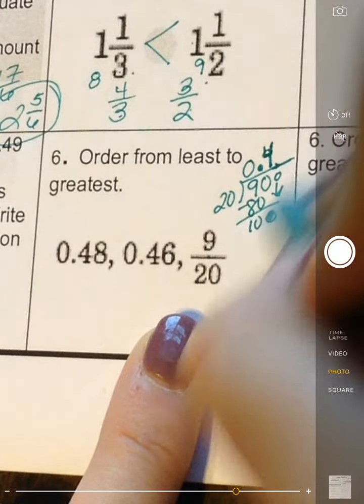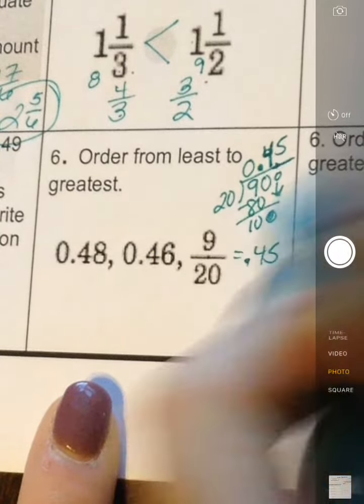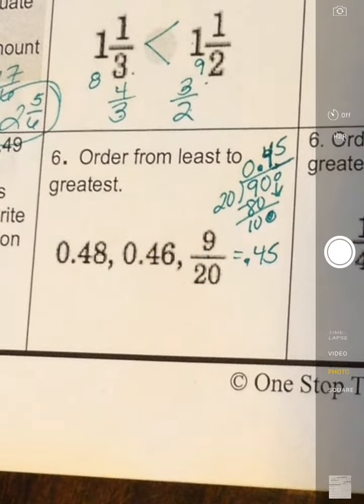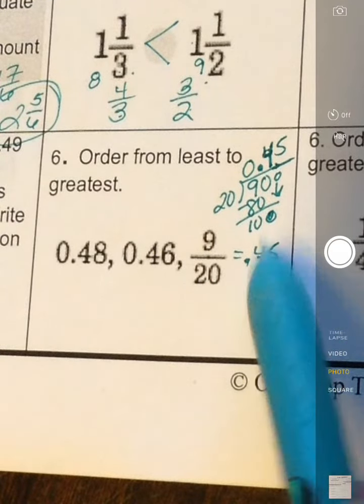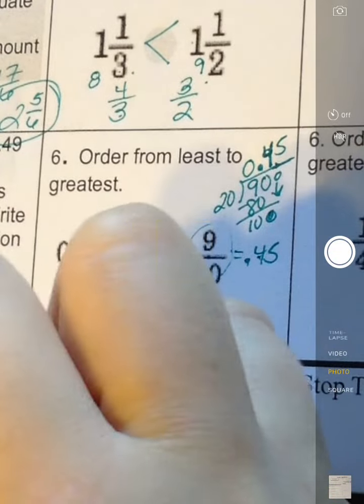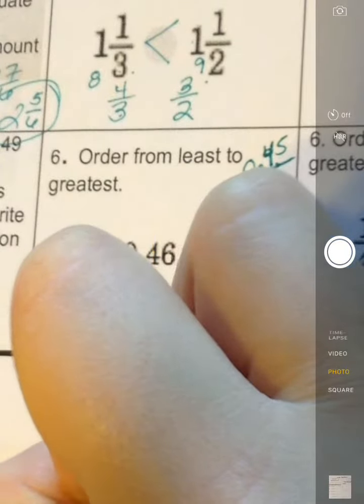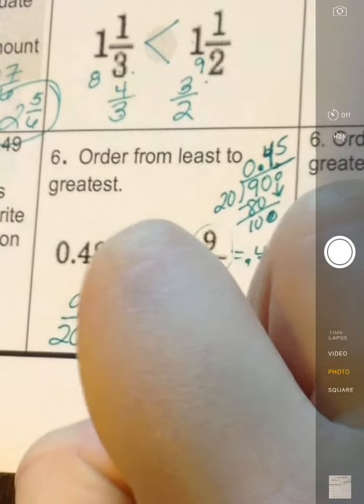20 goes into 100 5 times. So 9 20ths is actually 0.45. So which one is the smallest? 0.45 is. Whenever you compare, you always leave it in the format it was. So I'm going to leave it as 9 20ths, comma, 0.46 would be next, and then 0.48.